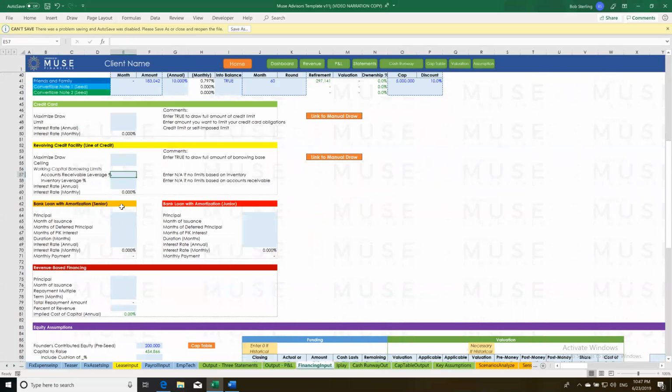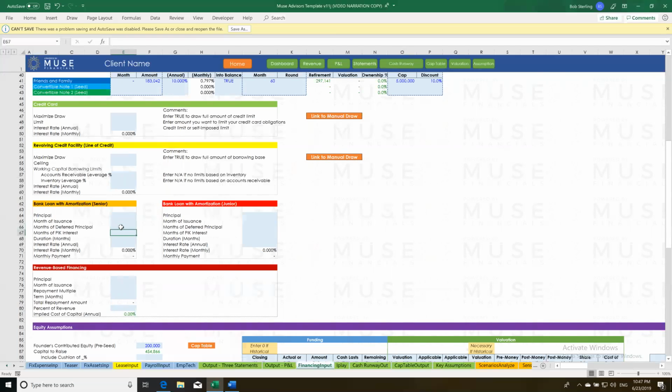The template includes 2 bank loans with amortized capital. For these, you enter the amount of borrowings, the month when you issue them, whether or not there are months of deferred principal. For example, if your bank doesn't require you to make principal payments for 6 months, you would enter that here.